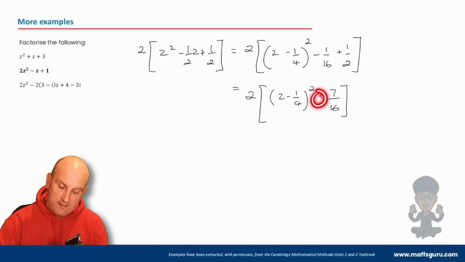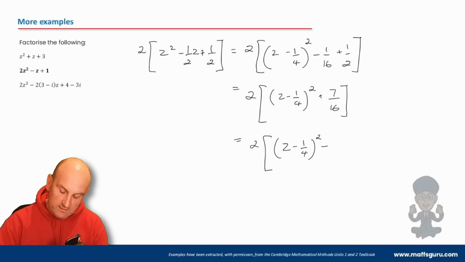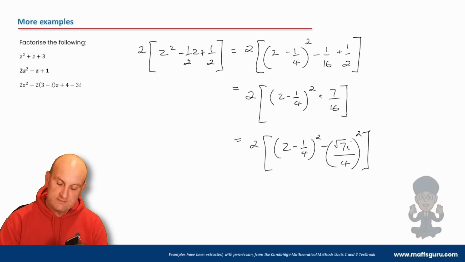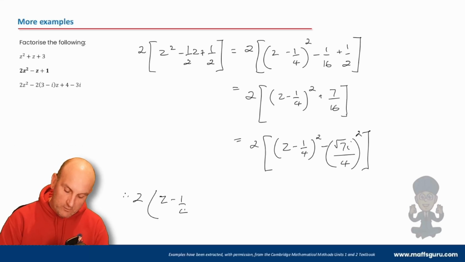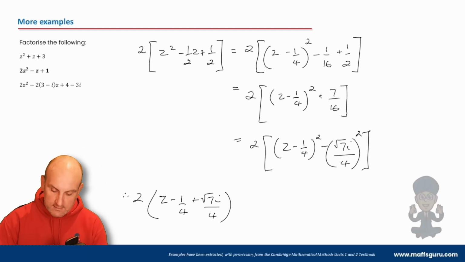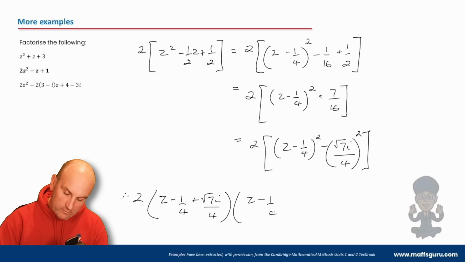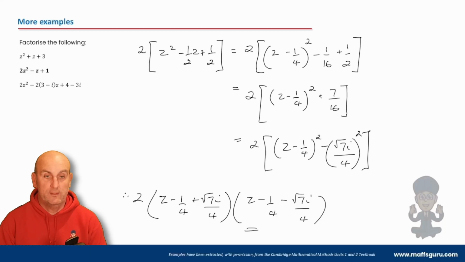Now, that plus needs to be a minus, so I'm going to make that i squared, which means I get, therefore, 2 lots of z minus a quarter all squared minus root 7i on 4 all squared. Okay, so therefore my factors now become 2 lots of z minus 1 quarter plus root 7i on 4 and z minus 1 quarter minus root 7i on 4. And there we go. Those are my 2 solutions there.